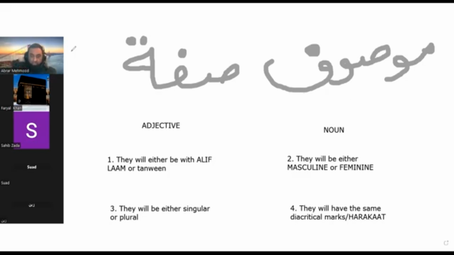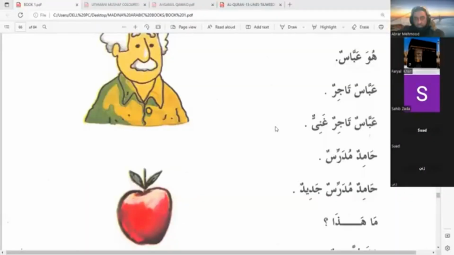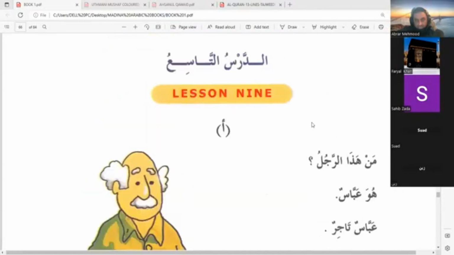Okay, right. I'm going to move back to the text now. So we were talking about mawsuf and sifa, and I'll mention it again. They are the same in 4 factors. Number 1, they both have either alif lam or tanween. Number 2, they will either be masculine or feminine. Number 3, they will either be singular or plural. And number 4, they will have the same harakat or diacritical marks. And I'll go through that in due course.